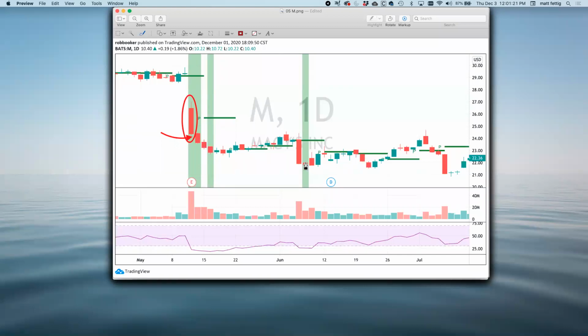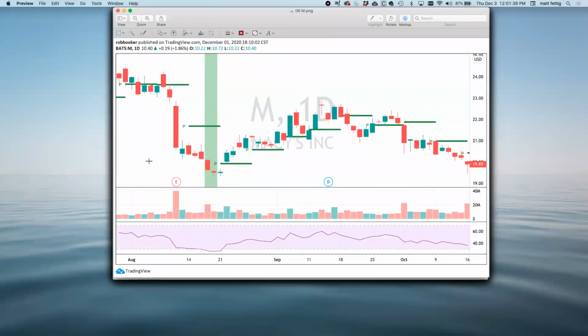Over here, we have no gap down, really no entry there. Same thing over here. Smaller candle, no gap here at all. And again, were followed by a bearish candle anyway. So no entry on this Macy's chart either.